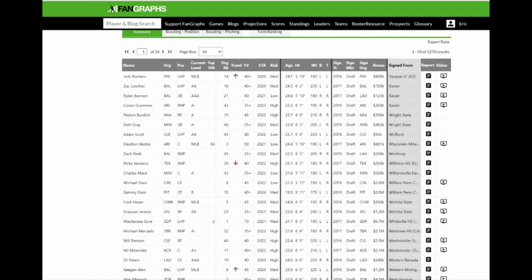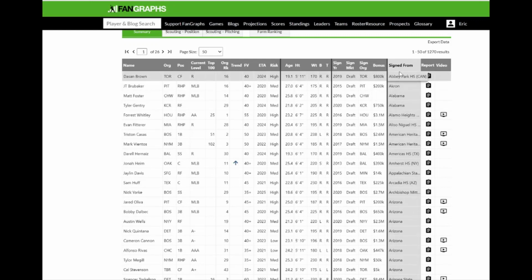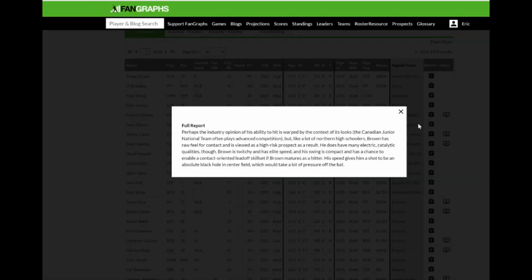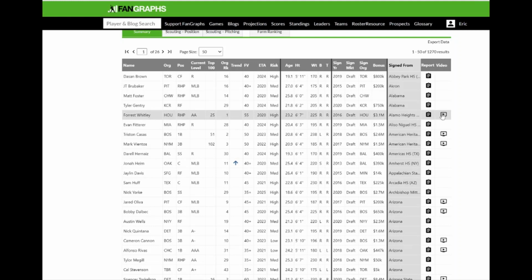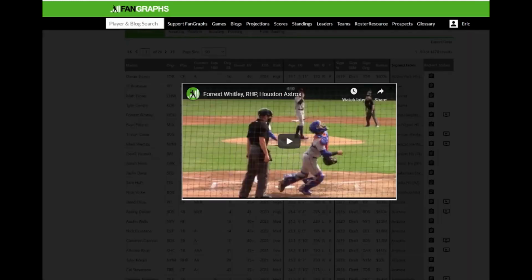Then we have where the player is signed from, whether it's their school out of which they were drafted or the country of origin. And then there's the report and video column where you can click on the clipboard, and then the scouting report from the prospect list will pop up on your screen. And for the top 100 guys, there's a little one-liner snippet too at the beginning if you're really in a hurry. And the video is from our YouTube channel.